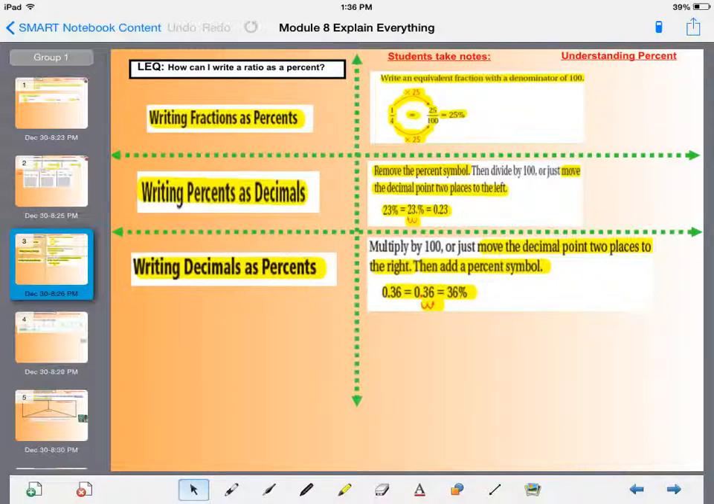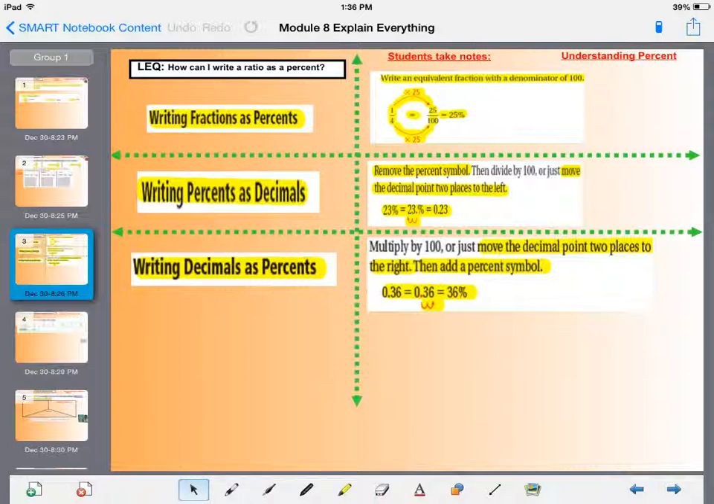The next thing that we learned is writing percents as decimals, and the first thing that you would need to do is remove the percent symbol and then move the decimal point 2 places to the left. And the reason that we're doing this is because we're getting smaller. We're actually dividing. So we can think about that by decimals with the letter D, divide with the letter D. We're going to the left 2 places.